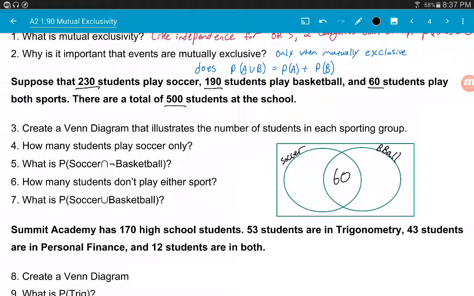Now we need to subtract in order to figure out how many go here. If I said there are 230 students that play soccer, right now I have 230 plus 60, which is 290 students. Well, that's too many. There are only 230 students that play soccer. So when you fill these in, you use subtraction. 230 minus 60 equals 170. And now these two will add up to 230, which is the number that I wanted up here.